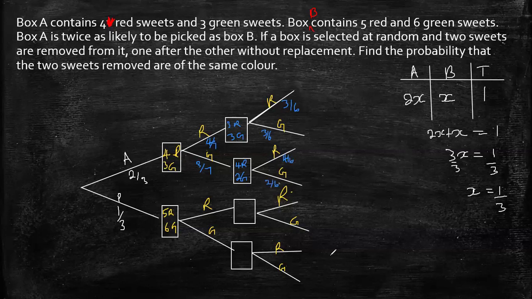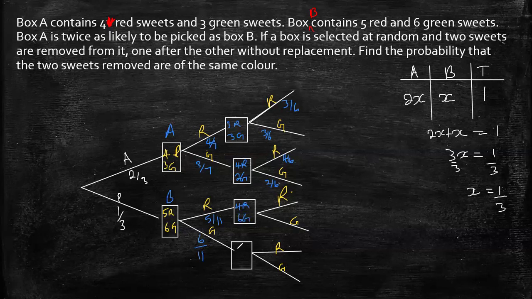Any questions before we proceed? I can go ahead. So we come to this lower part of box B. So this was box A, and this is box B. So the probability here is going to be 5 out of the total, which is 11. Here is going to be 6 out of the total, which is 11. So if we pick red, we are going to remain with 4 red and 6 green.